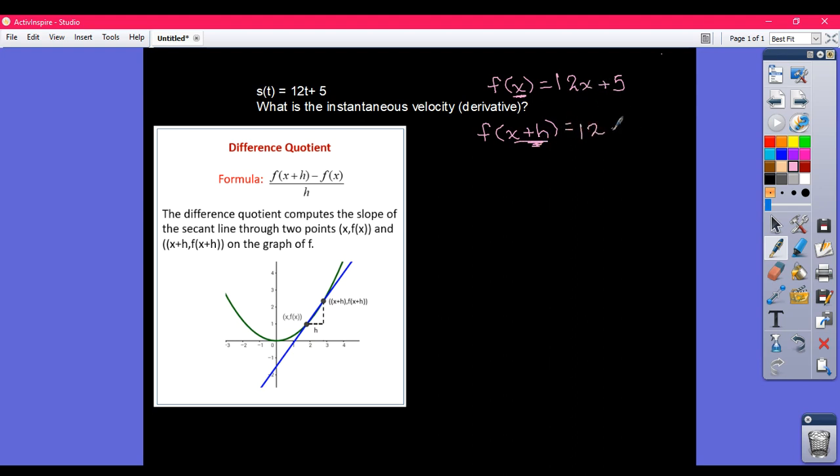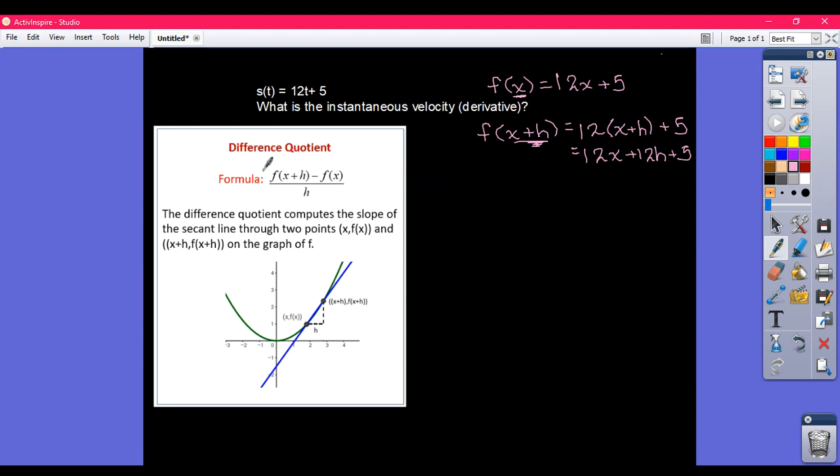Instead of 12x, it's going to say 12 times (x plus h), because anytime I substitute anything with an expression, meaning plus or minus, it should be in parentheses. Drop down the plus 5. So after distributing, this will tell me 12x plus 12h plus 5. So I have everything I need in order to start my formula.